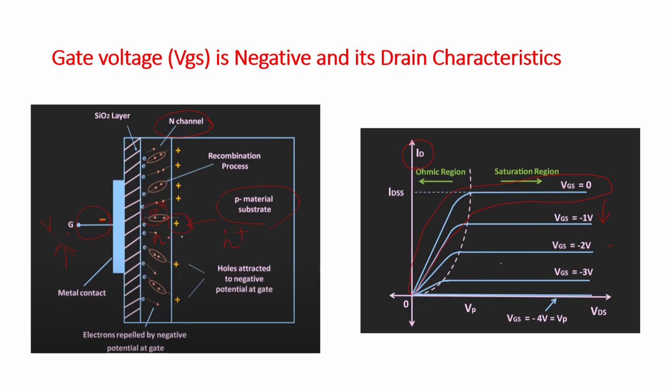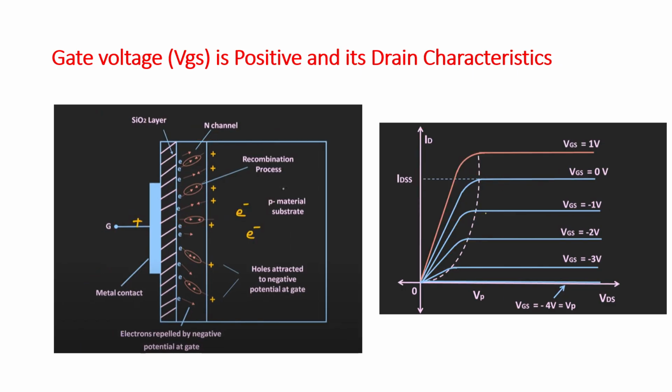So its number itself is less, then the ID, the drain current, will keep on reducing. That's what, when VGS increases, even the drain current decreases. So this is about negative voltage and its drain characteristics. And next, MOSFET also works in the opposite polarity.